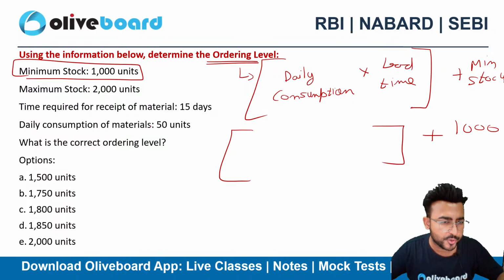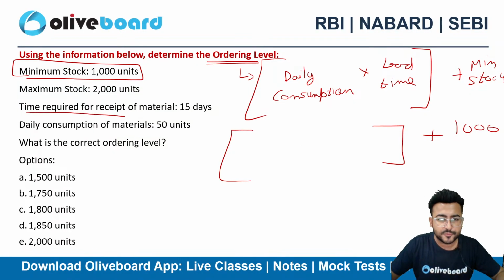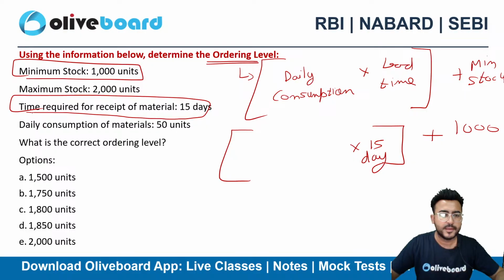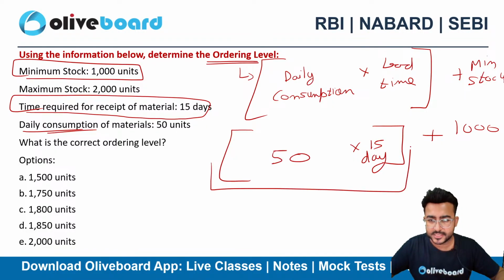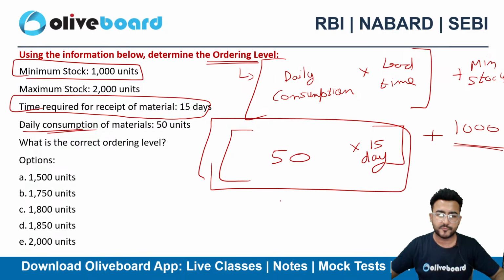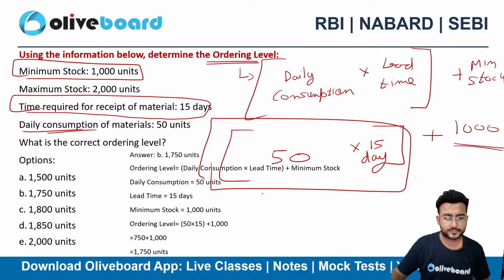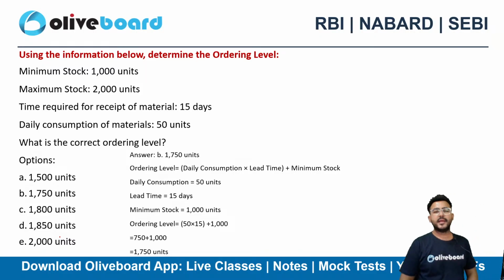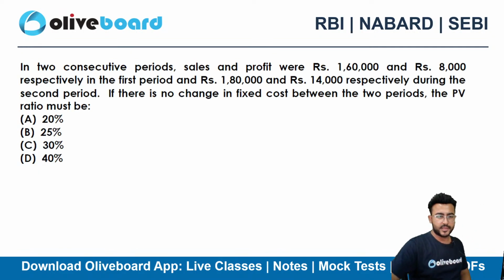Maximum stock level, I don't need it as of now. Time required for receipt of direct material, 15 days. That's my lead time, 15 days. Daily consumption, 50 units. So every day I need 50 units and 15 days minimum it will take, plus I need to keep a minimum stock of 1000. Here the correct choice will be option B, 1750. This will be my ordering level.